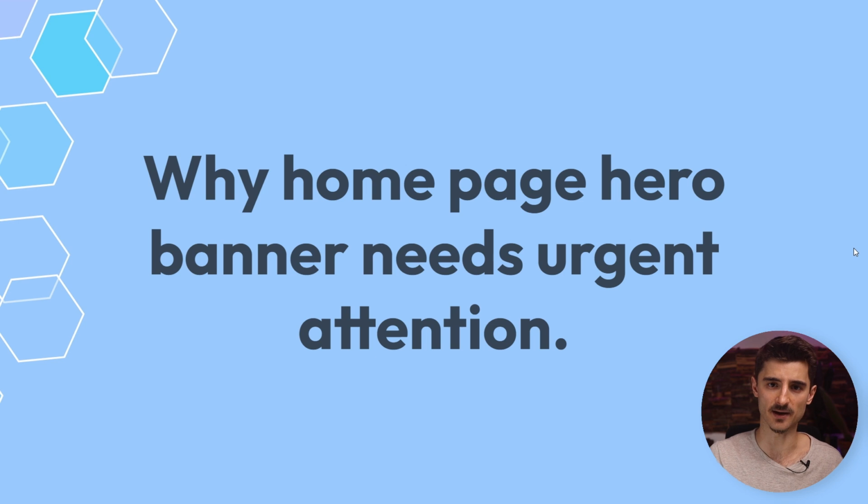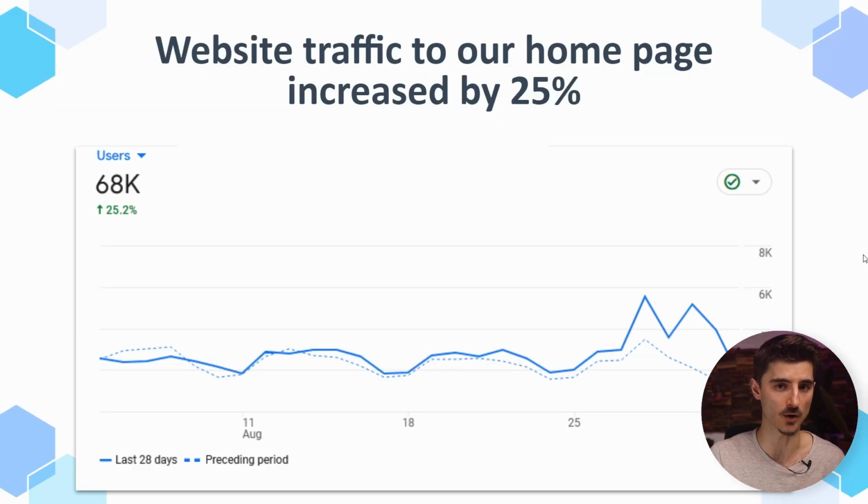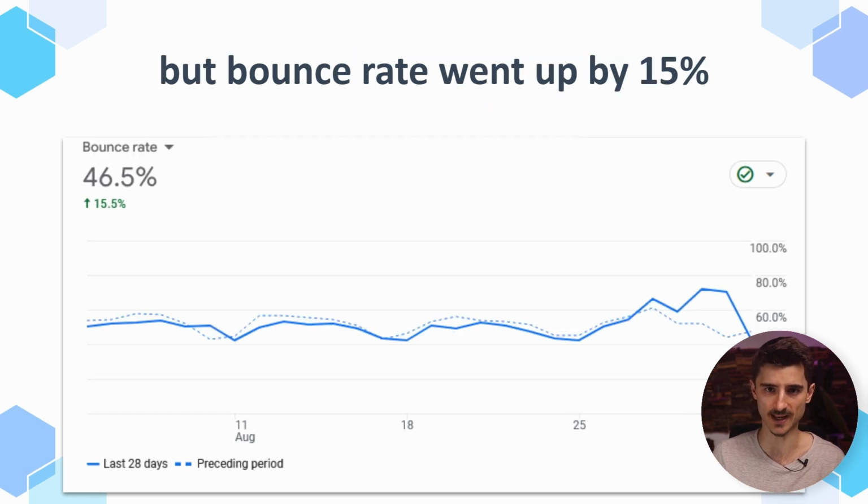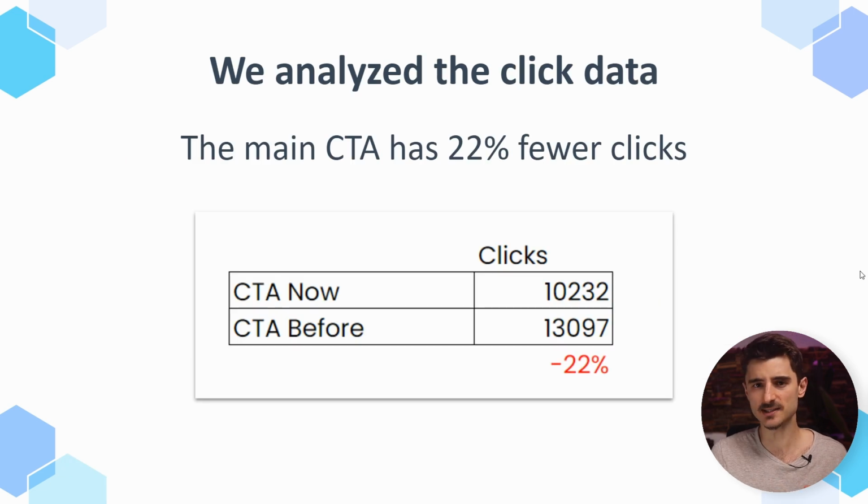Why the homepage hero banner needs urgent attention. This is because we noticed that website traffic to our homepage increased by 25% this month. But so did the bounce rate, as it went up by 15%. So more people were visiting, but they weren't sticking around. Clearly something wasn't working. That's when we decided to dive deeper into the data. We analyzed the click data and we noticed something a little bit strange. People don't seem to be clicking on our main CTA on the homepage, because the main CTA has 22% fewer clicks than the previous month.